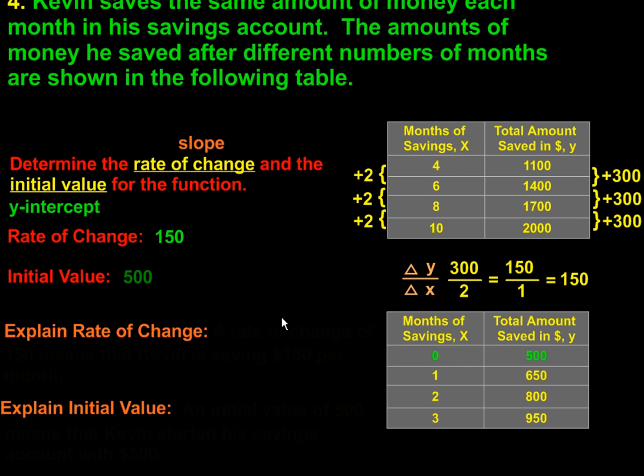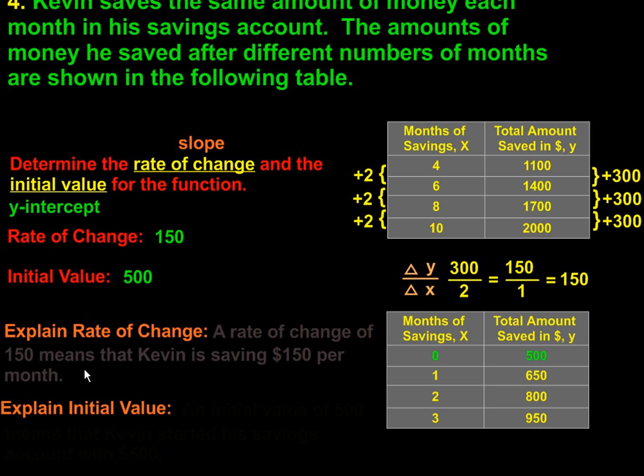And because this is a word problem, we need to kind of make sense of these numbers. What does 150 mean as a rate of change when you think about this problem? What does 500 mean as an initial value when you think about this problem? So a rate of change of 150 indicates that Kevin is saving $150 per month into this savings account.